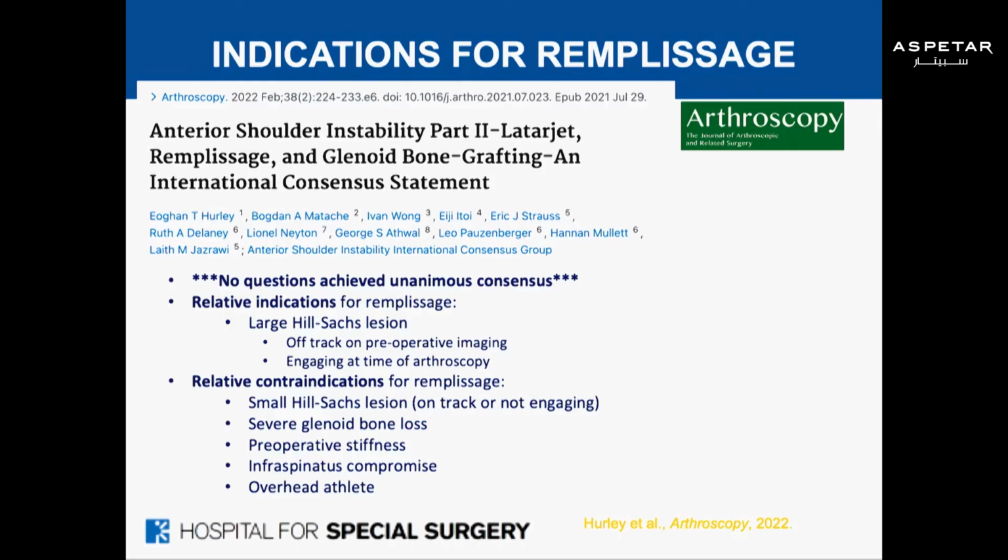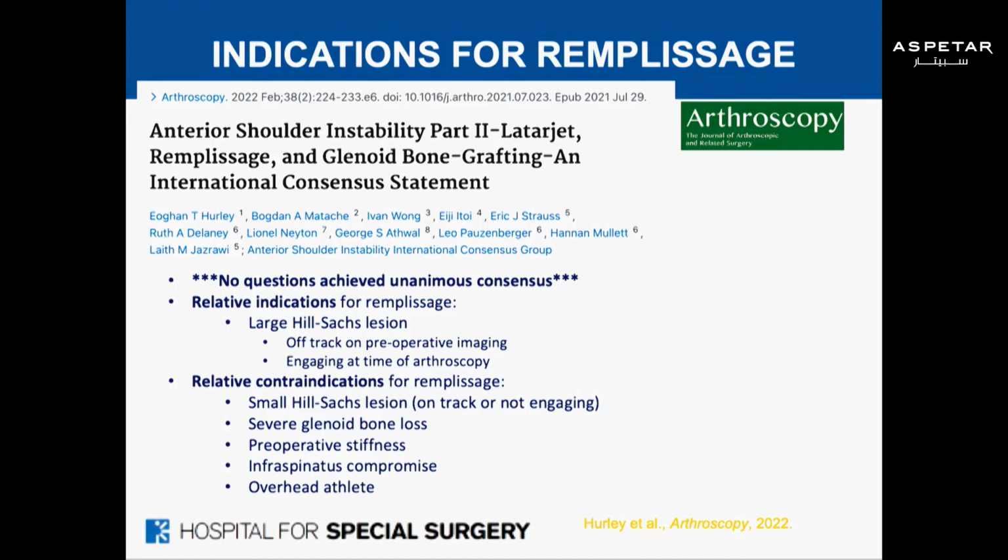But all kidding aside, looking at the relative indications, again, large Hill-Sachs lesion, off-track lesions based on preoperative imaging, or, again, this is also something that can be decided at the time of surgery. You can get that humeral head or that Hill-Sachs lesion to engage by moving the arm around at surgery. And if I see that, I have a very low threshold, or basically no threshold, to not do a remplissage.